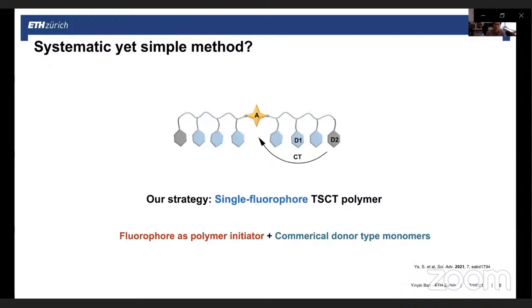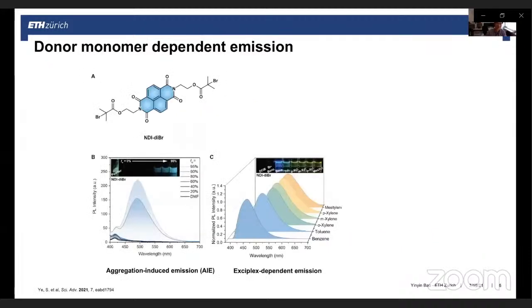So we propose our strategy based on the single fluorophore through-space charge transfer polymer. We would use the fluorophore, or the fluorescent molecule, as an initiator for polymerization, and we choose commercially available donor-type monomers as the donor for through-space charge transfer. By this method, we can just use very simple polymerization strategies to tune the emission color of the solid-state polymers. So we first use the naphthalene diimide as the fluorophore scaffold.